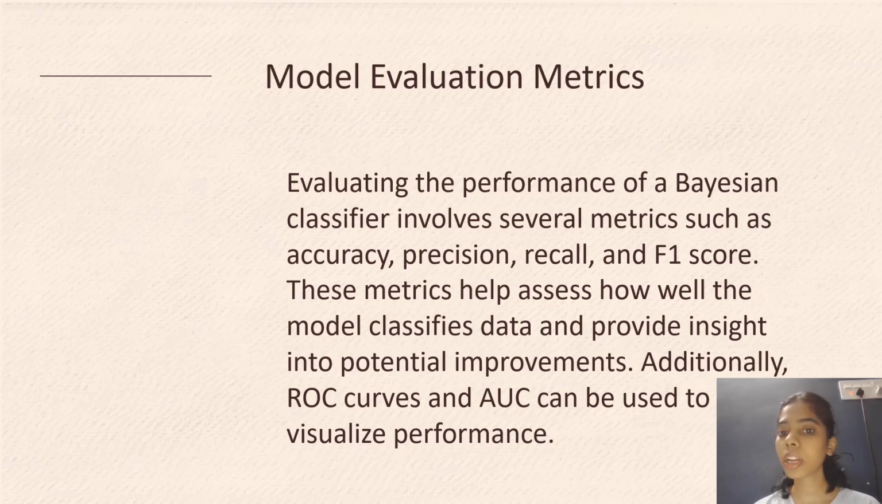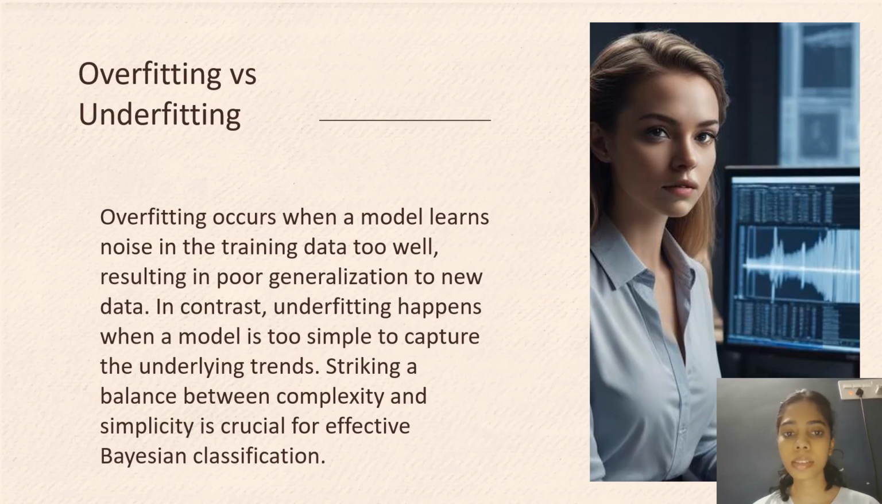And the next one is model evaluation metrics. Evaluating the performance of a Bayesian classifier involves several metrics such as accuracy, precision, recall, and F1 score. These metrics help assess how well the model classifies data and provide insight into potential improvements. Additionally, ROC curves and AUC can be used to visualize the performance.